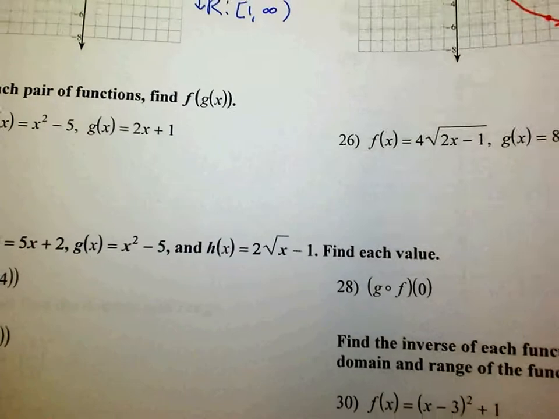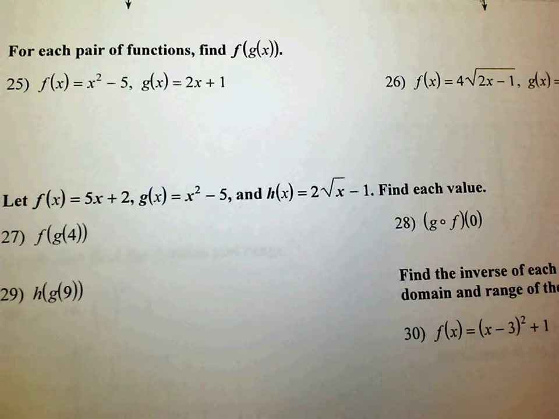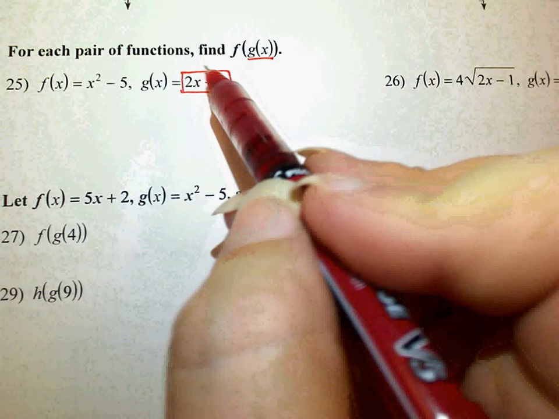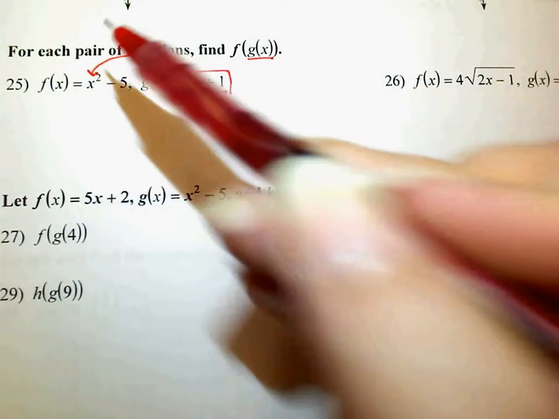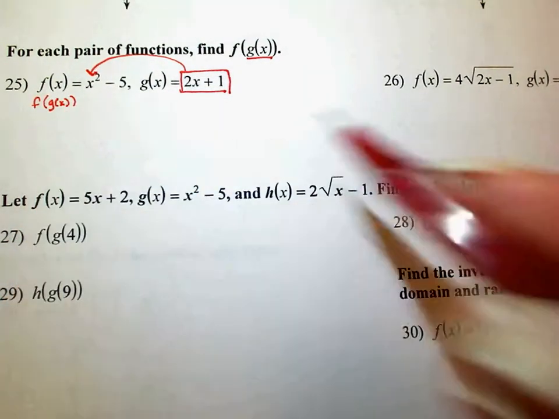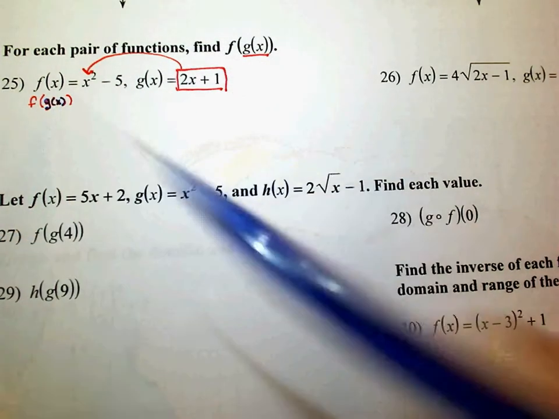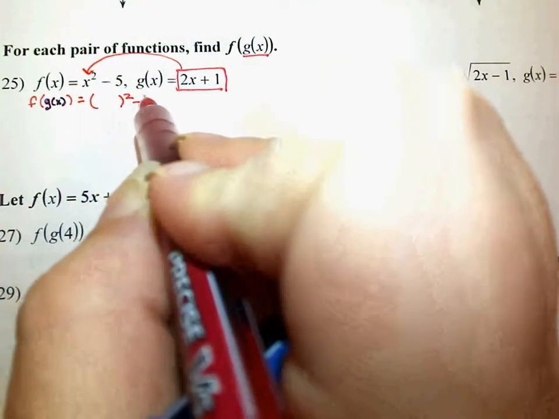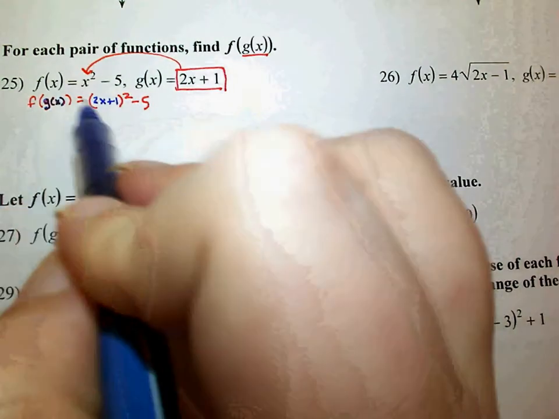On number 25, it says find f of g of x. So f of g of x means this is the inside function g, and I want to plug it into f. So what this is, f of g of x, means wherever you see an x in f, you replace it with g. So f of g of x means 2x plus 1 instead of x, which is g of x.